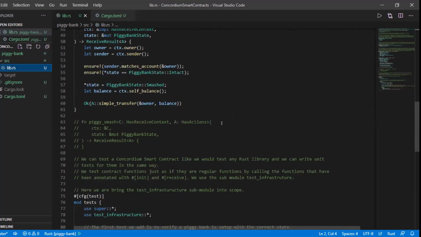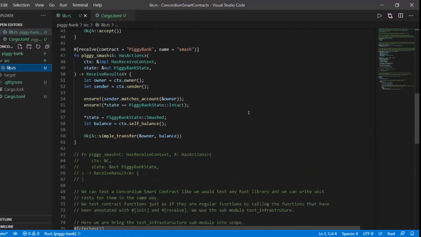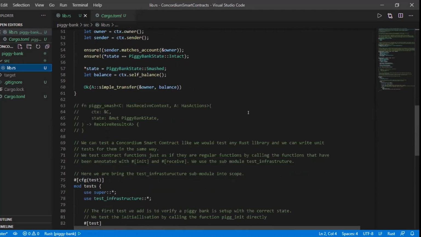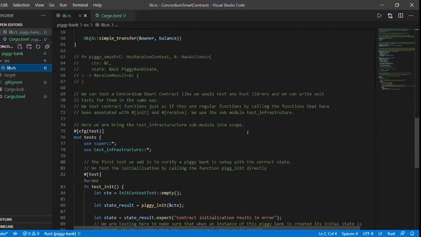I'm going to go through some of the testing suite now. Tests in Rust are written like any other type of application. Rust has an inbuilt test.